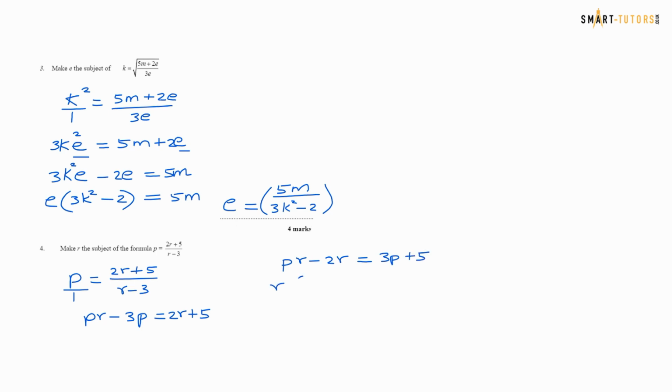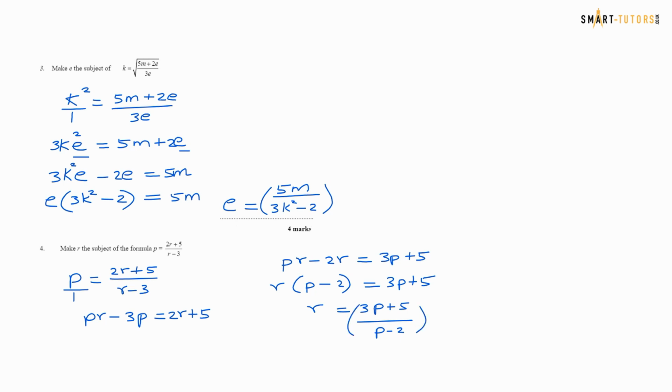So take r as a factor. So r times P minus 2 equals 3P plus 5. So r equals 3P plus 5 over P minus 2.